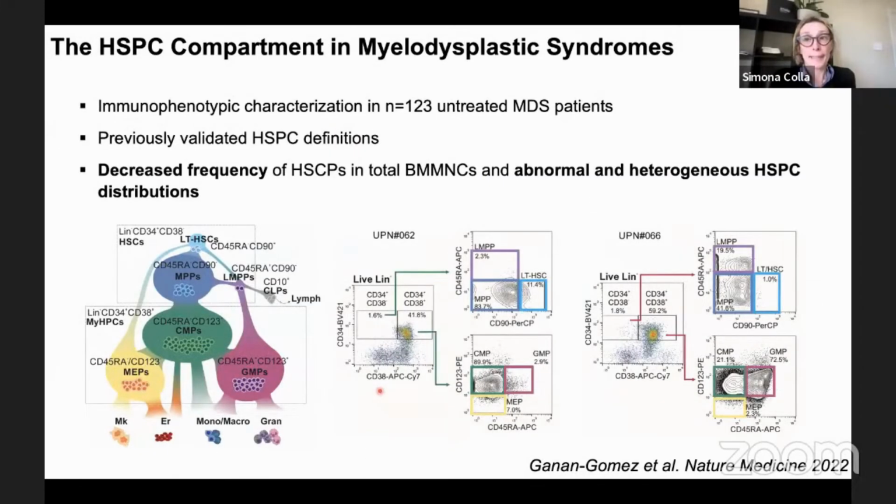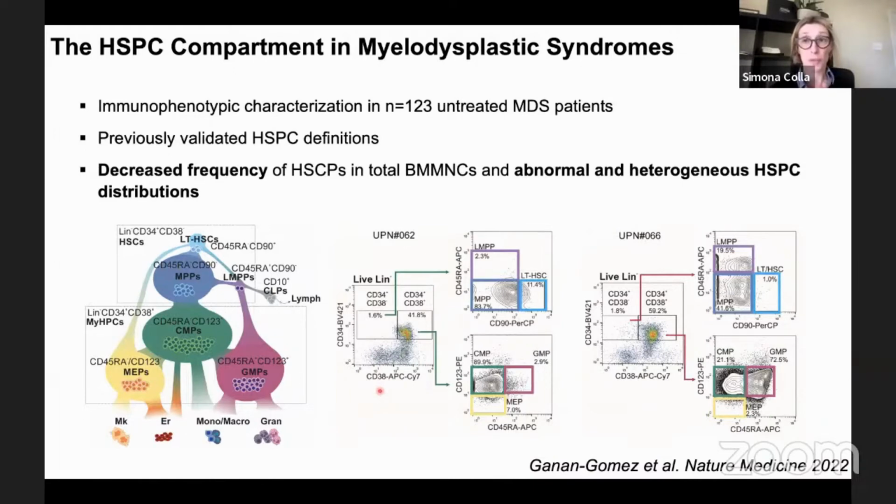Another example, very similar to this. This is our last paper in Nature Medicine, just published, in which we wanted to dissect the stem cell and progenitor cell populations in myelodysplastic syndrome. That is a disease of the stem cell occurring during aging. What it does is that patients simply cannot produce blood cells anymore, and they die of infection, or they are transfusion dependent, or they progress to acute myeloid leukemia and die of progression.